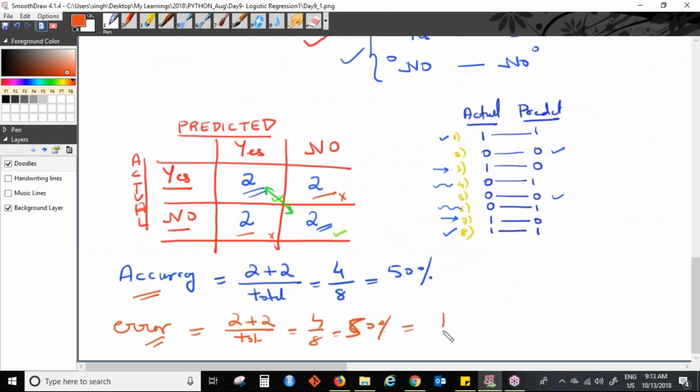And you can also calculate the error by 1 minus accuracy, because the total should be 100%, right? So the total should be 100%. So error can also be calculated by 1 minus the accuracy. So 1 minus 50% is again 50%. Is this clear, guys? Is this clear? Any doubts on this?